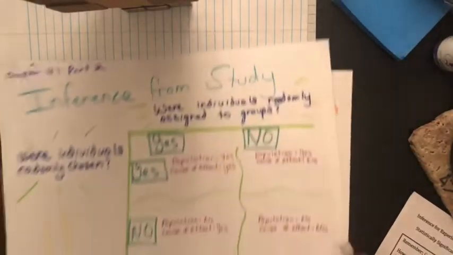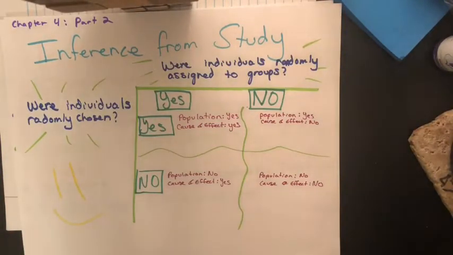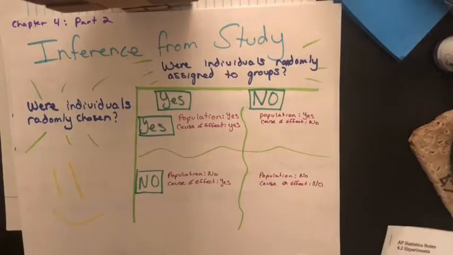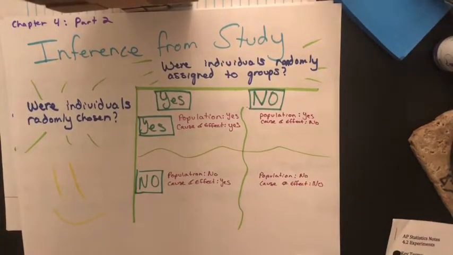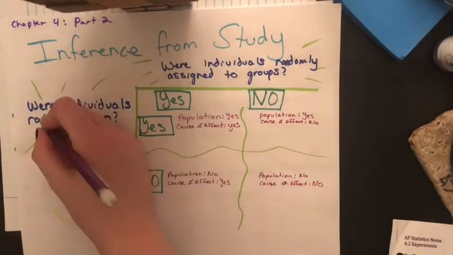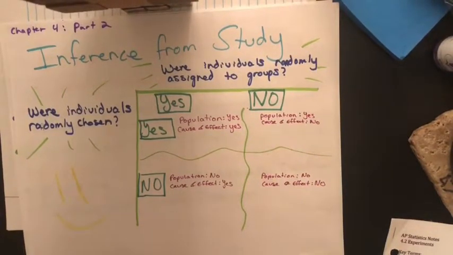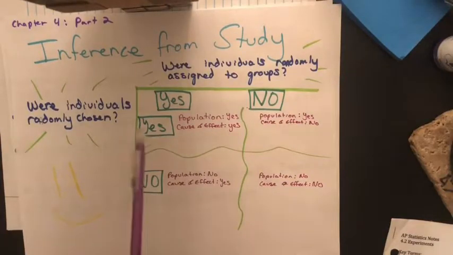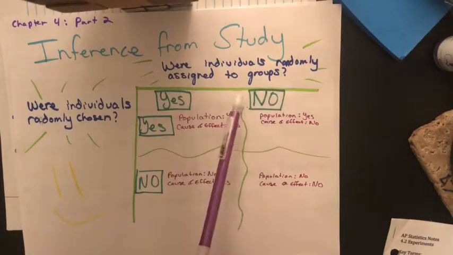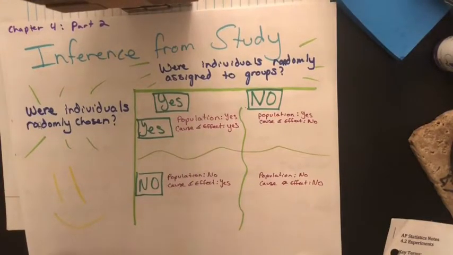Then for chapter 4, we also talked about whether or not we can make an inference from a study. I also don't have an example for inference from the study, but it's pretty self-explanatory. Oh, sorry, that was spelled wrong. Okay, so were individuals randomly chosen, yes or no, and were individuals randomly assigned to groups. So from these 2 questions, what you can infer is the population, or you can infer cause and effect.